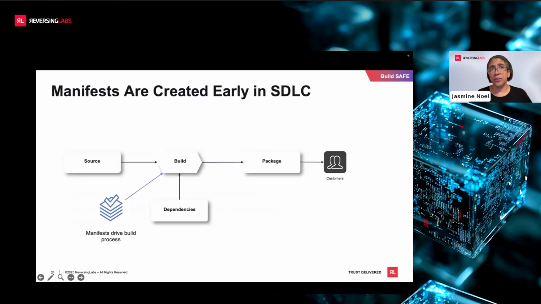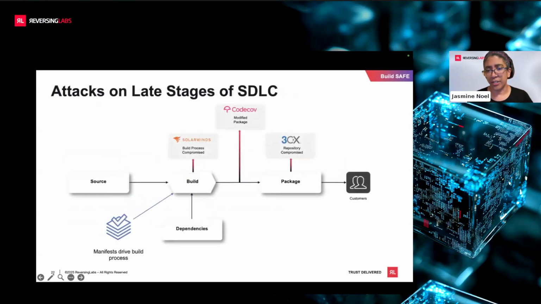So you get this picture of what you expect to be in the software. But if you're having these late stage attacks, the SolarWinds, the Cloud Coves, the source code wasn't compromised early. The dependencies weren't compromised early. All of this happened after the build. The package was modified. The repository storing the things that people are going to download was modified. The build process itself was modified. So when you see that sort of thing happening, you don't know what's getting put into your final build, right?